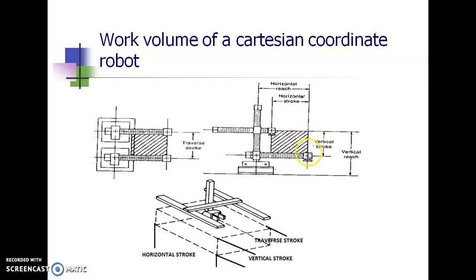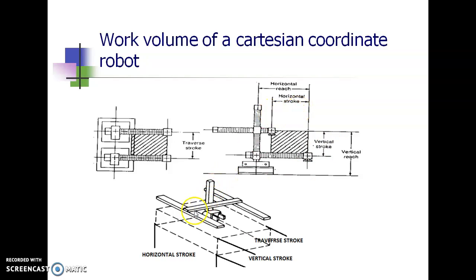And the next one is the vertical stroke. What is the vertical stroke? This can move up and down. So this is called the vertical stroke. This can move up and down. The vertical stroke is the Z axis actually. So this is the horizontal stroke.